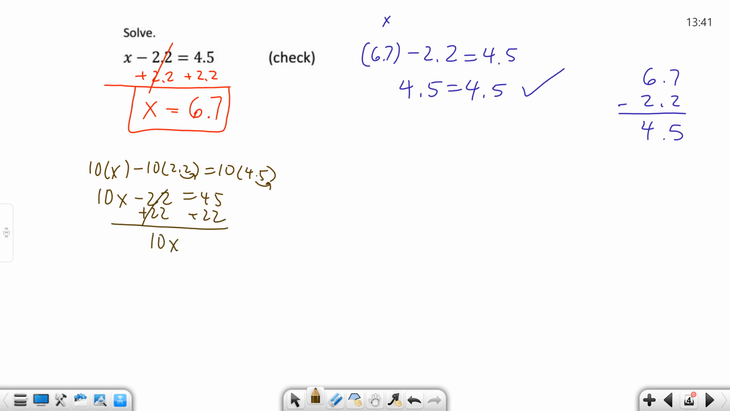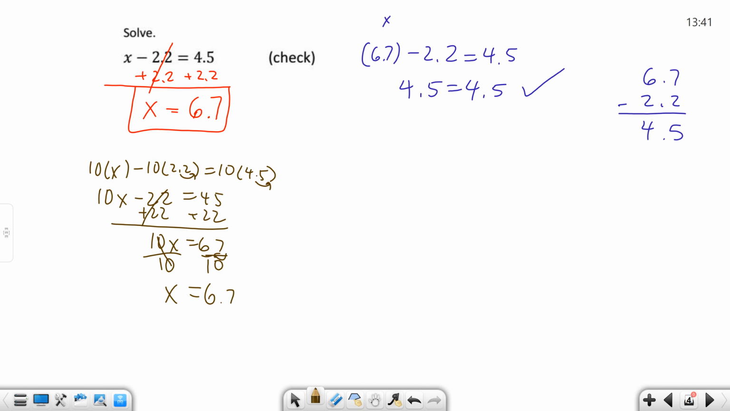And guess what? I get 10x equals 67. Then I divide both sides by 10. And if multiplying by 10 means move the decimal place 1 to the right, guess what dividing by 10 means? Move it back one place to the left. And you still get 6.7.